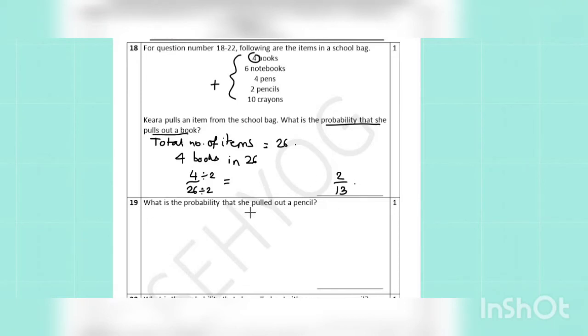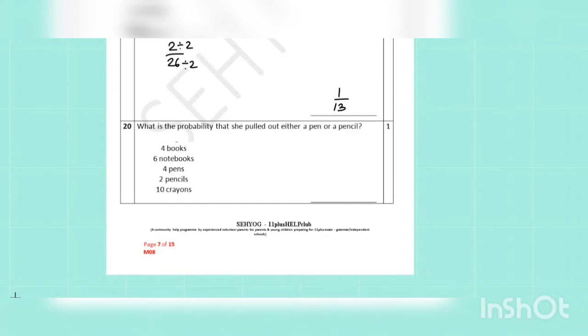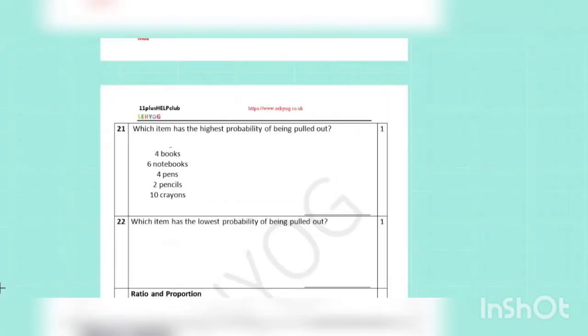Number 19, what is the probability that she pulled out a pencil? So there are 2 pencils out of 26 items. Dividing both by 2, we get 1 over 13. In question number 20, if it's either a pen or a pencil, we will have to add up both the number of items. So 4 pens and 2 pencils, 6 items out of 26 total items. We get 3 over 13 as our answer.